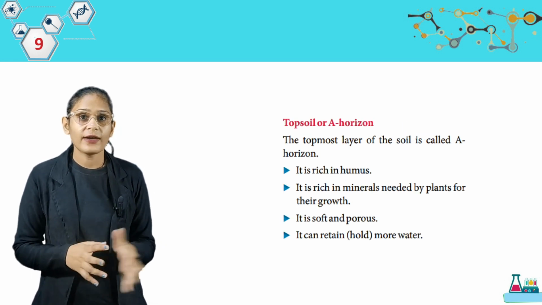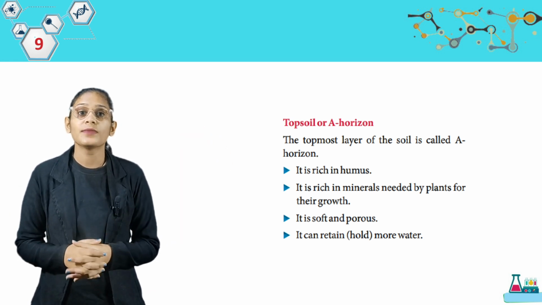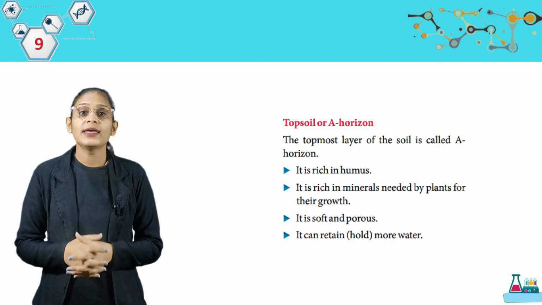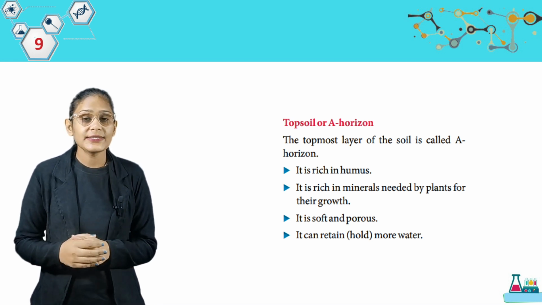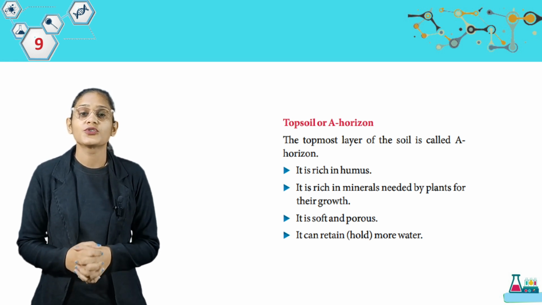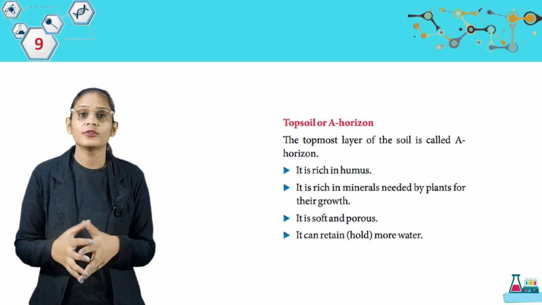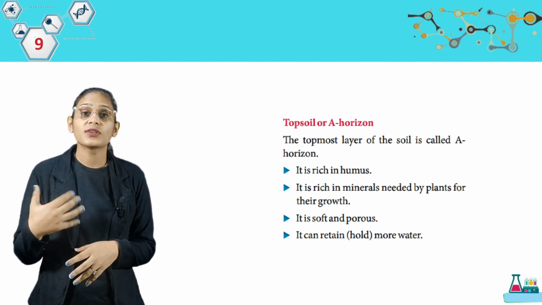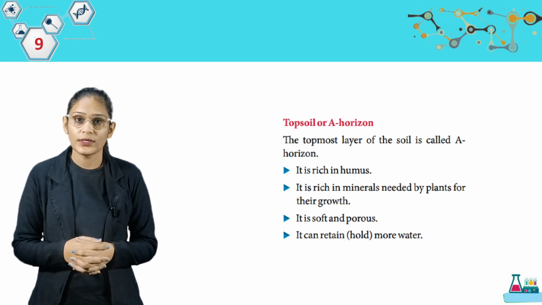Now first, the topmost layer of the soil is called A horizon. It is rich in humus. It is rich in minerals needed by plants for their growth. It is soft and porous. It can retain more water. So students, jo topmost layer hoti hai usko hum A horizon bhi bolte hain. Woh soft hoti hai, porous hoti hai, plants ko ek surface deti hai grow karne ke liye aur bahut saare water ko jo hai hold karti hai.